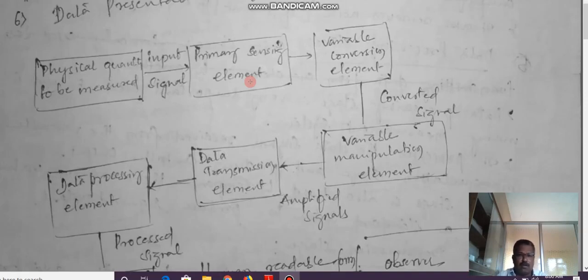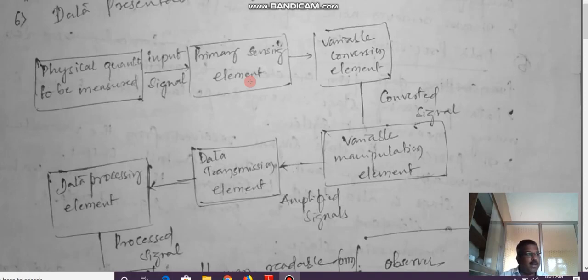On the last point, I can once again brief it. First, it senses the element. Next comes the variable conversion element, if necessary. Next comes manipulation, which removes noise and disturbance and sends the amplified signals to the transmission element, where the signal is transmitted to the processing element.